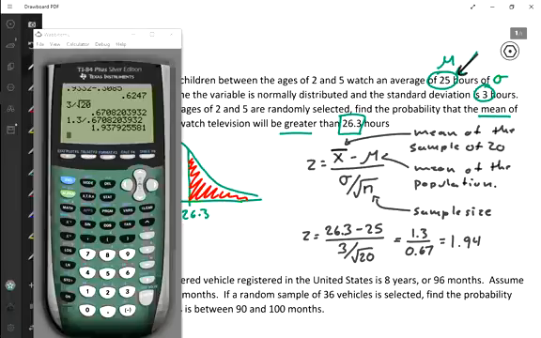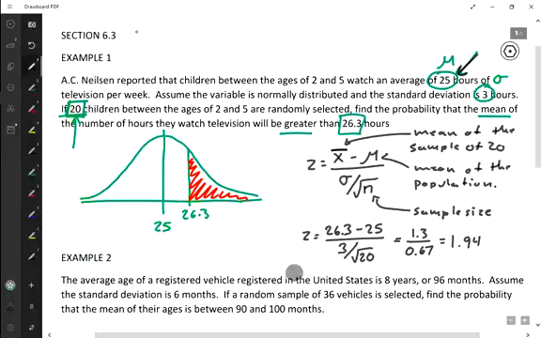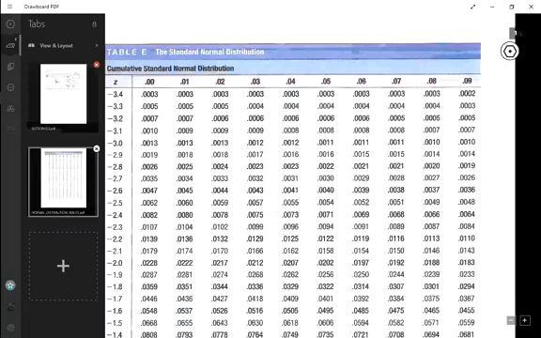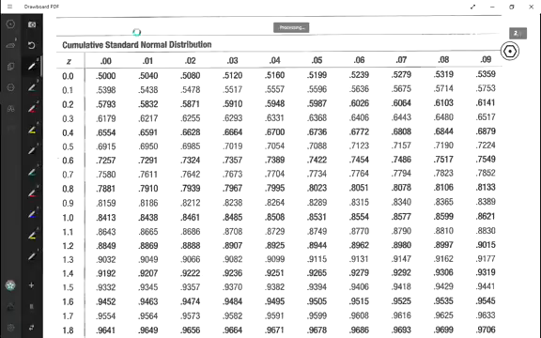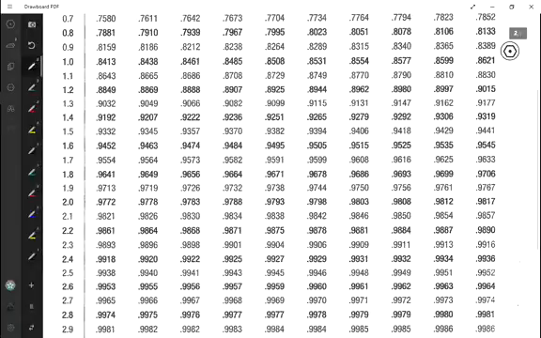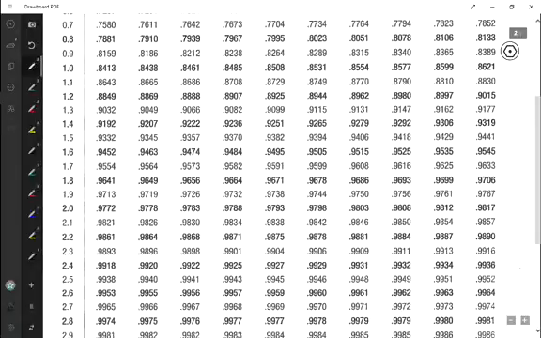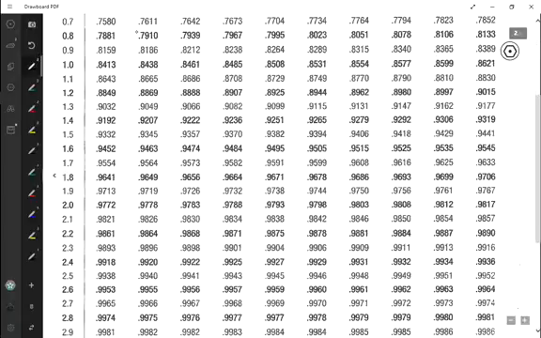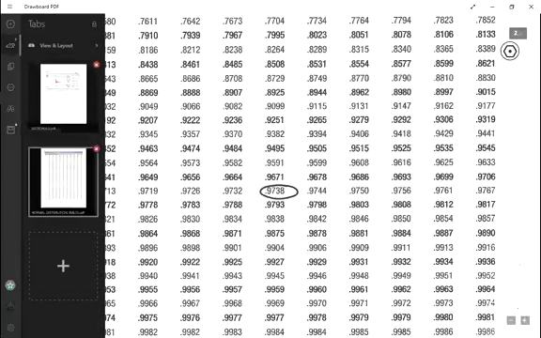1.94. So that's the z-score that I'm going to be looking for. I go to my normal table, and 1.94: 1.9, but then the 4 column is this column here. So 1.9, 0, 1, 2, 3, and 4. So that's 0.9738.